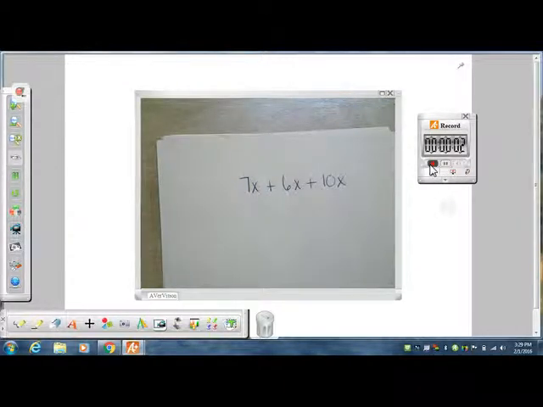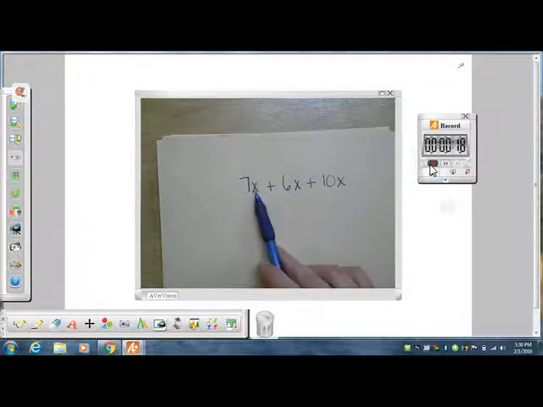Today we're going to be talking about combining like terms. So if we have a problem like this, where we have 7x plus 6x plus 10x, x is kind of like a label. I use the example in my class of apples. So I have 7 apples plus 6 apples plus 10 apples.